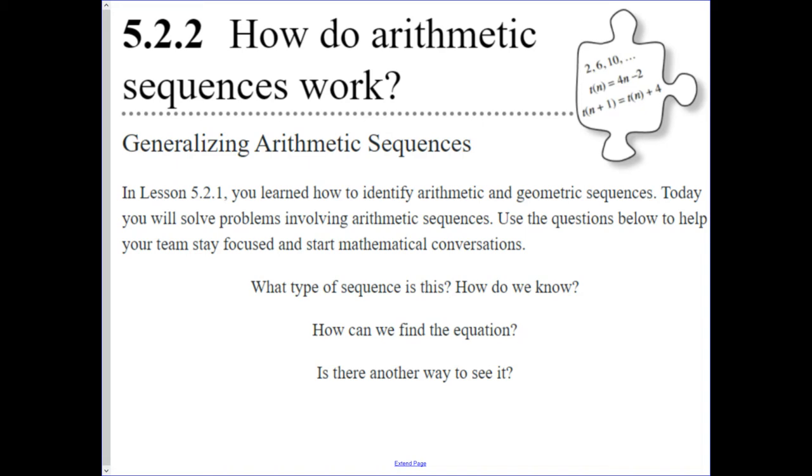Use the questions below to help your team stay focused and start mathematical conversations. What type of sequence is this? Hint, hint, arithmetic sequences. How do we know? How do we find the equation? And is there another way to see it?